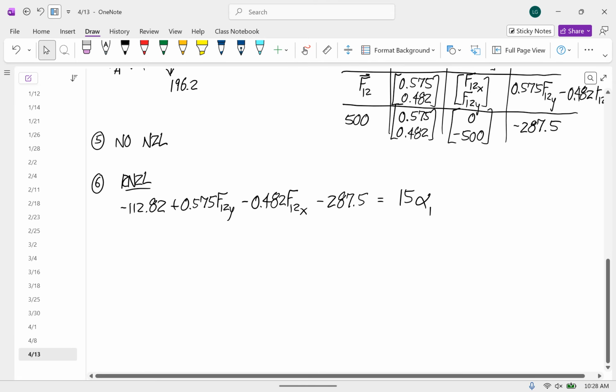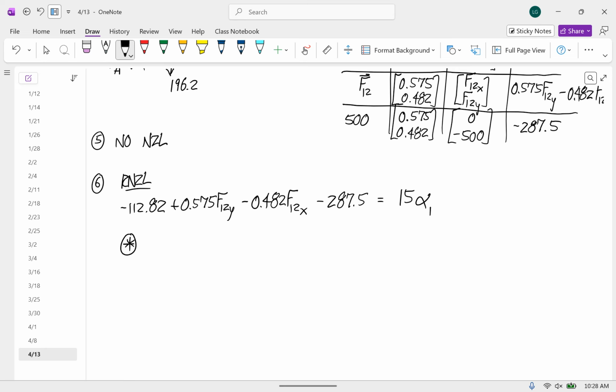And now I'll just rearrange this. This is our first equation from our big final system. So I'll write it as negative 0.482 F12x plus 0.575 F12y minus 15 alpha 1 is equal to 400.32.